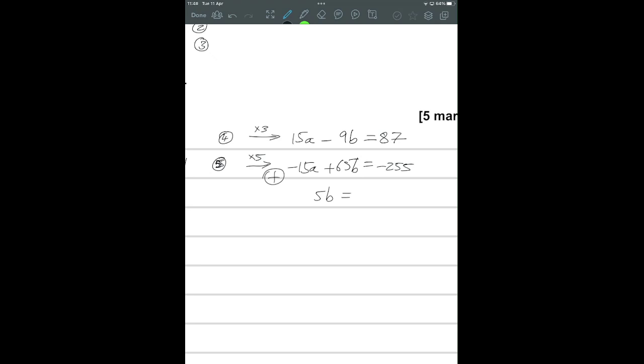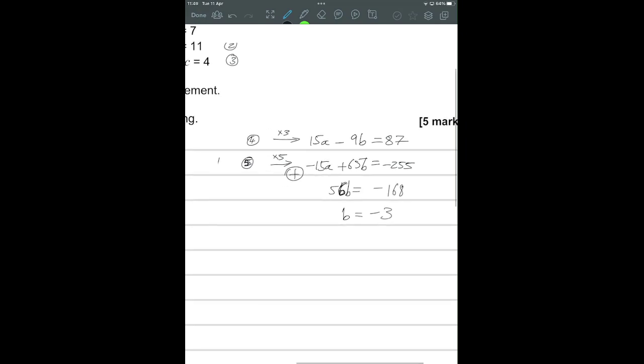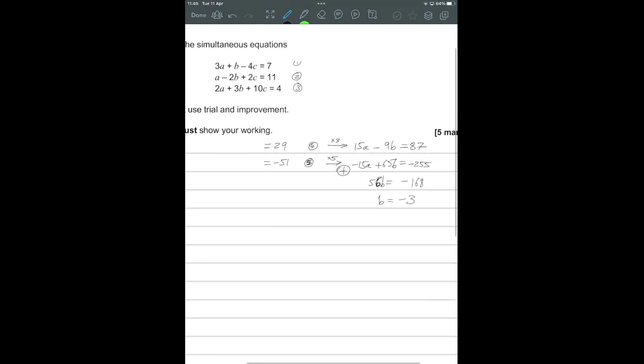Now I'm really hoping that this is going to give me, what's this? I said 56, didn't I? 56b. I'm really hoping that this is a nice multiple, and when I do 168 divided by 56, I get a whole number. Indeed, I do at negative 3. So that's really pleasing. That's really important to see.